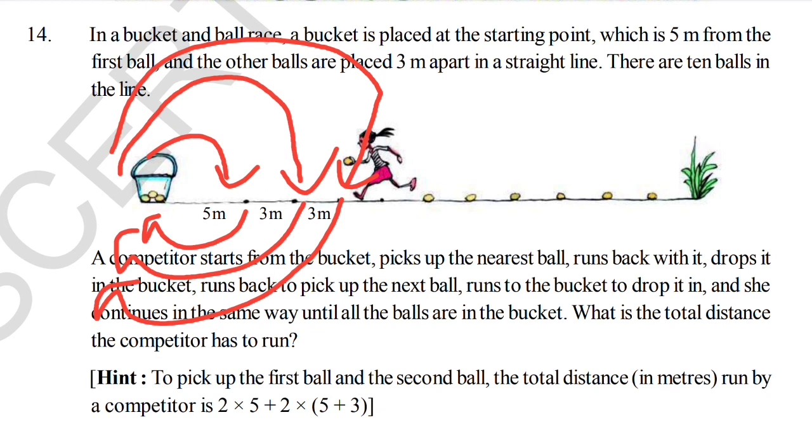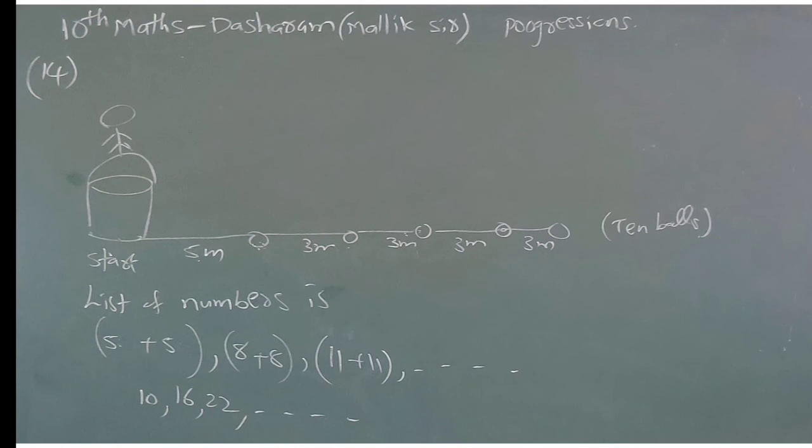So what is the total distance the competitor has to run in this game? Okay, let's prepare the list of the numbers. To drop the first ball, how much distance is traveled? First he traveled 5 meters and went back 5 meters. Total 10 meters traveled to drop the first ball.